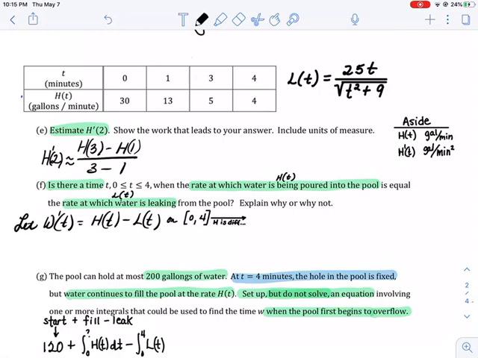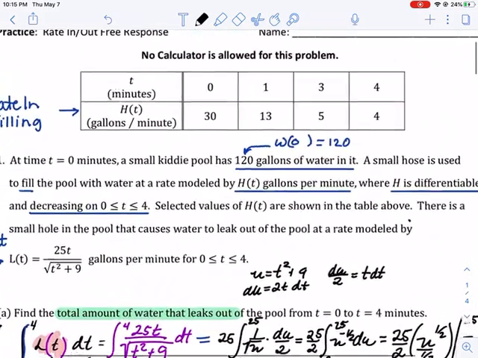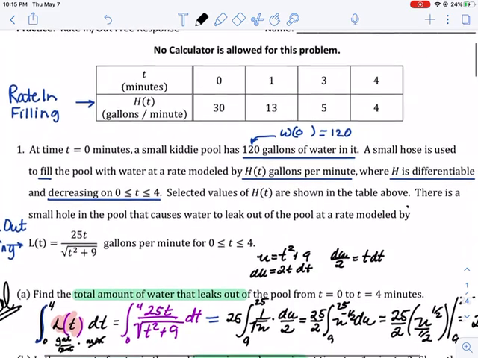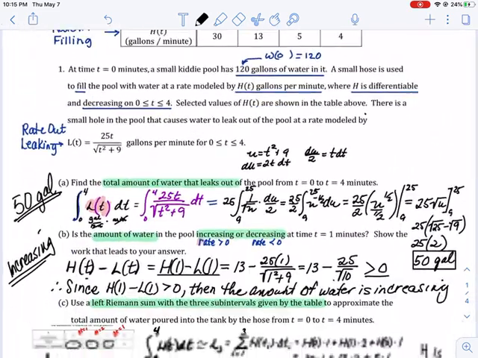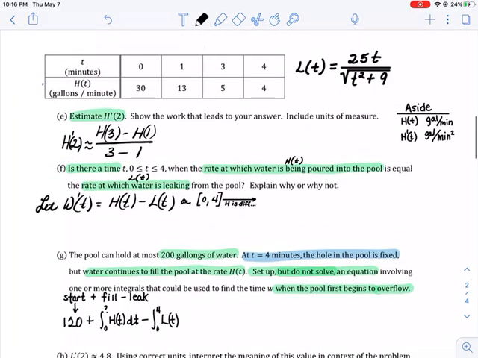And the first problem we're looking at here is our table of h of t again and our L of t function, where h of t and L of t are both rates. H of t is the rate of the water going into the kiddie pool, and L of t is the rate of the water leaking out of the kiddie pool. So with this one, maybe I should reflect back on the problem just to show you this is the problem we're still working on, rate in, rate out. This is part 2 of this work.